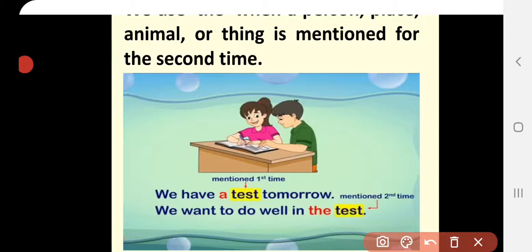Here you can see the example mentioned. We have a test tomorrow. It is mentioned for the first time: a test. In the second sentence, we want to do well in the test. So we are repeating the test. In the first sentence, a test is an indefinite article. When we are talking about the same thing, mentioned for the second time, we have to use the test. So the indefinite article becomes a definite article. This you have to remember, my dear students.